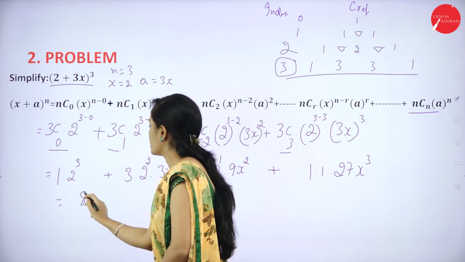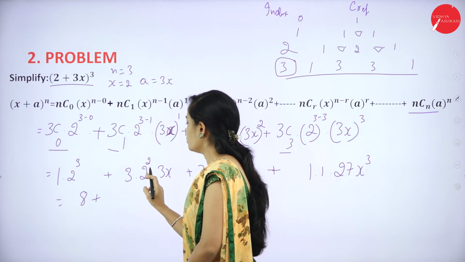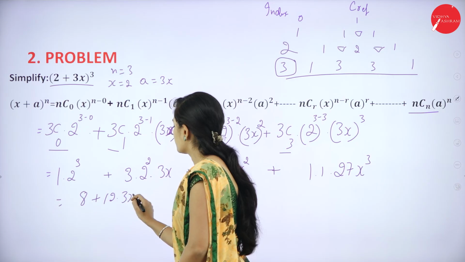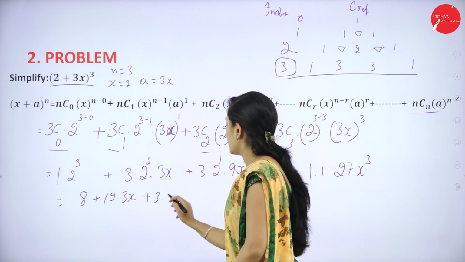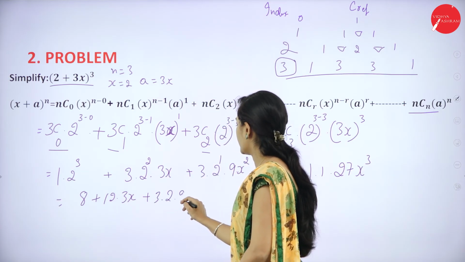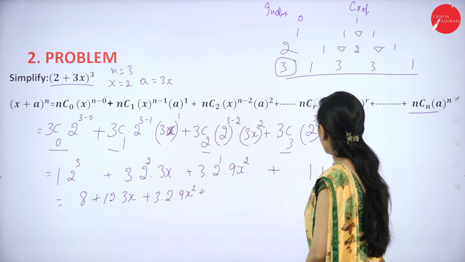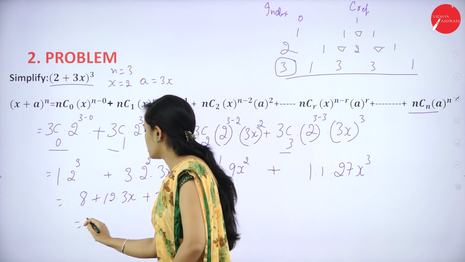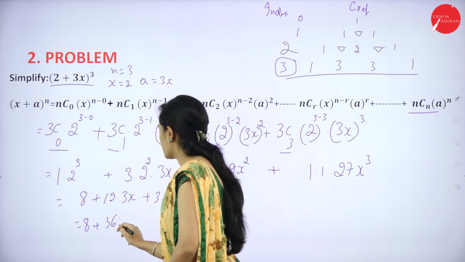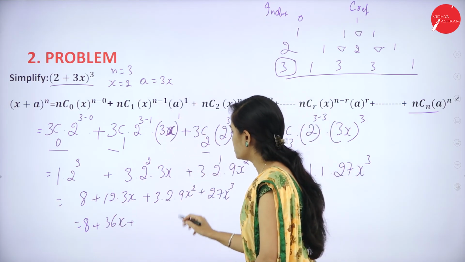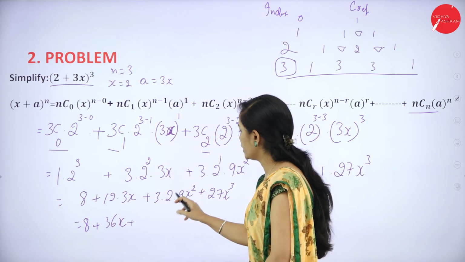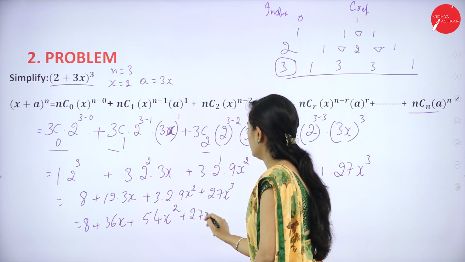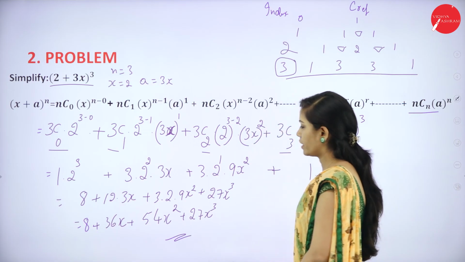Now I will write the final expression. 2 power 3 is 8, plus 3 into 2 power 2. 2 power 2 means 4. 4 3s are 12, into 3x, plus 3 into 2 power 1, which is 2, into 9x square, plus 1 into 1 is 1, into 27x cube. Multiply this. 8, plus 36x, plus, and next term, 9 3s are 27, 27 into 2 is 54x square, plus 27x cube. So this is your final expression.